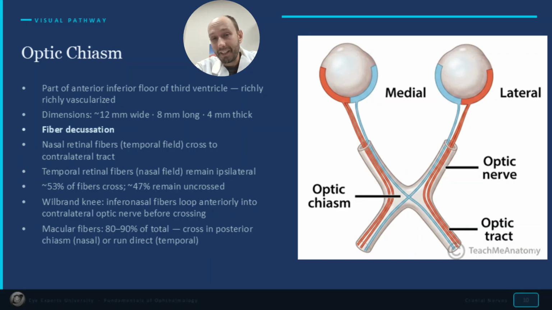So hypothetically speaking, you could get a relative afferent pupillary defect if you cut the optic tract, because there's a 6% difference, but the percentage is small, so it's probably negligible. Now, the Wilbrand knee is a portion of the fibers in the inferior nasal fiber loop that go a little bit anterior before going over. This can cause a junctional scotoma if they get hit by a lesion strategically, but that's pretty rare.